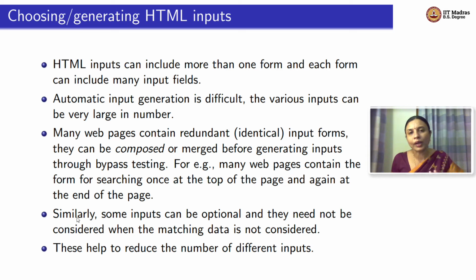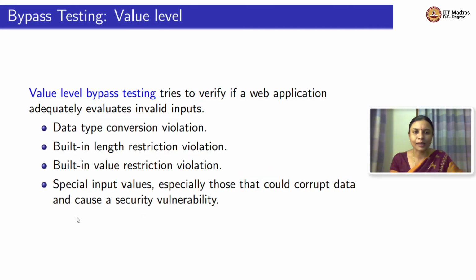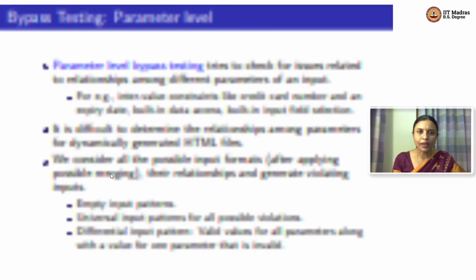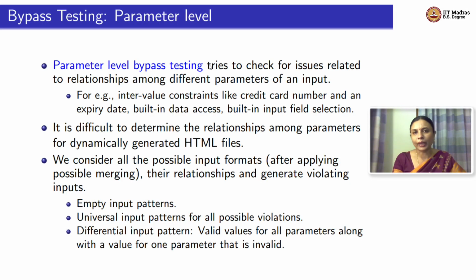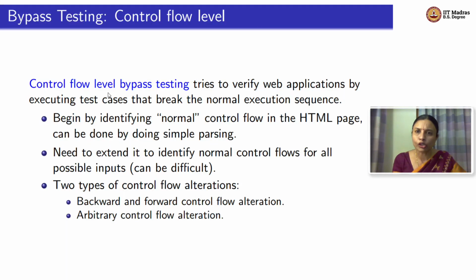Now generate bypass test cases for those inputs. I will give you three kinds of bypass testing test cases that can be done. One is what we call value level bypass testing, which is what is given here. The next is parameter level bypass testing. The third one is control flow level bypass testing.